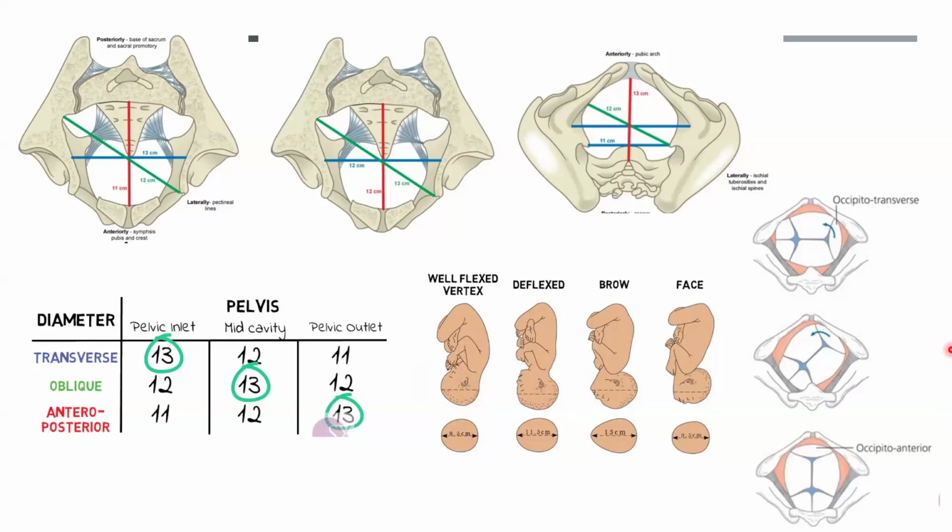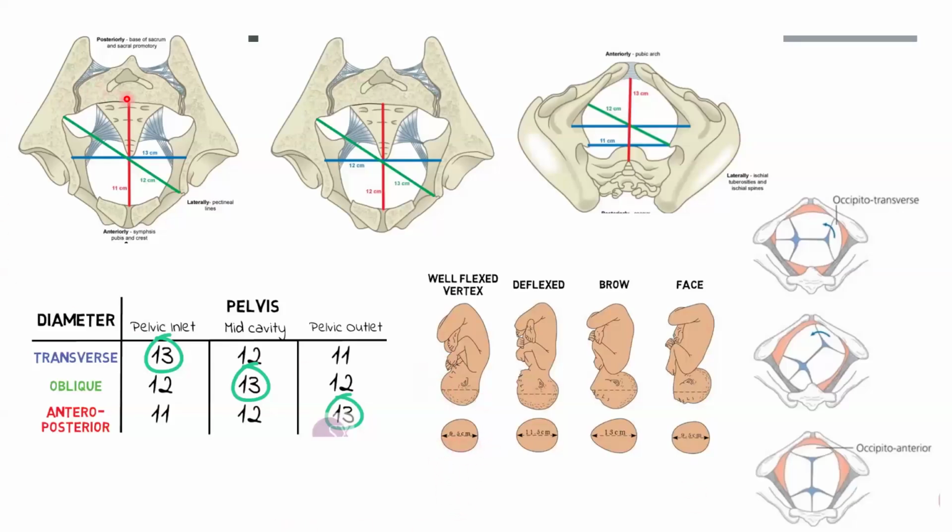But then why do we have a problem? Because the normal path of delivery requires the extension of the head. If the head is already extended, there is no further extension that's going to take place. So you will again have difficulties in this labor. Okay, so what's the best thing? We need a flexed head, which gives us a diameter of 9.5 centimeters.